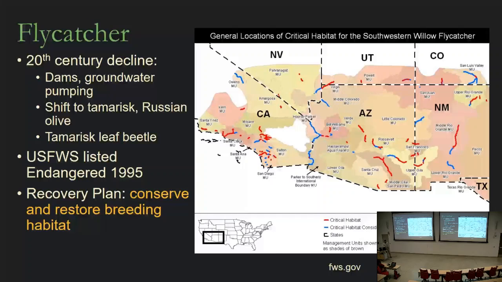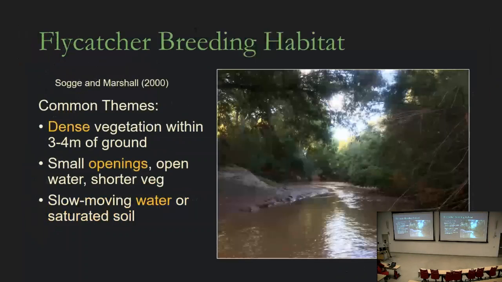So the Fish and Wildlife Service listed them as endangered in 1995, and in the recovery plan they basically call for conserving and restoring the breeding habitat of the flycatcher. So what does their breeding habitat look like?